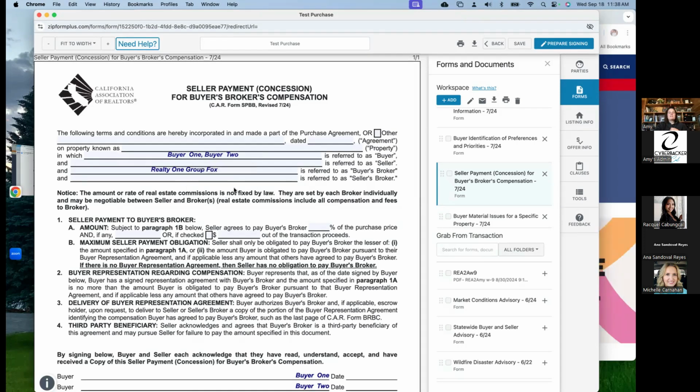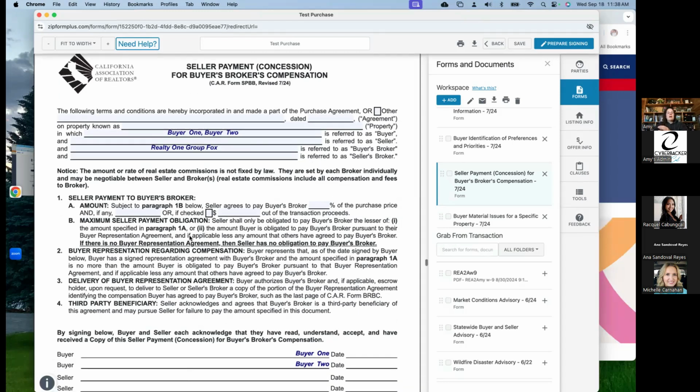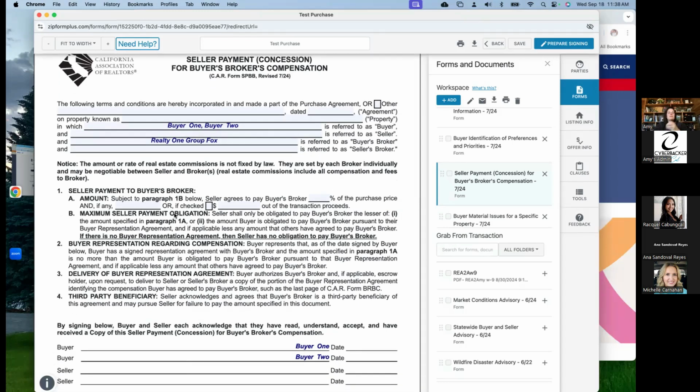Okay, so here we're going to do, this is all part of the purchase agreement, the property address. You're going to put in the buyer's names. You're going to put in the seller's names. You're going to put in our brokerage. You're going to put in the seller's brokerage, right? Here's the amount here, subject to paragraph 1B, which is down below. Seller agrees to pay buyer's broker X% of the purchase price, and if any X, or if checked blank, right?